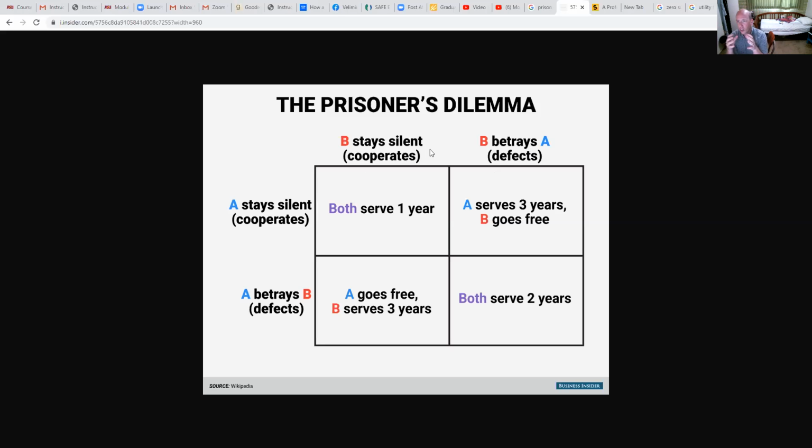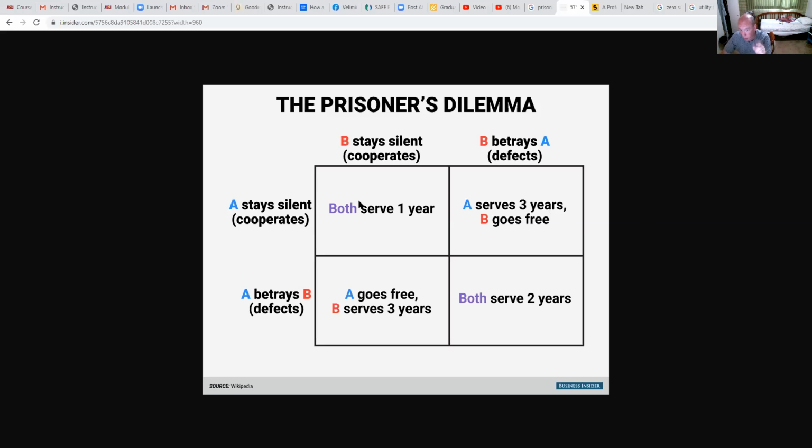So we're going to use this matrix here, a pretty simple matrix. We're going to use it to decide what you should do in that situation. What's the best option? So let's say you are A. If you stay silent, you cooperate with your friend, then either one of these two things is going to happen. Either you're both going to serve 1 year because you both cooperated. B stays silent, you stay silent, you serve 1 year on the lesser charge, and you're out.